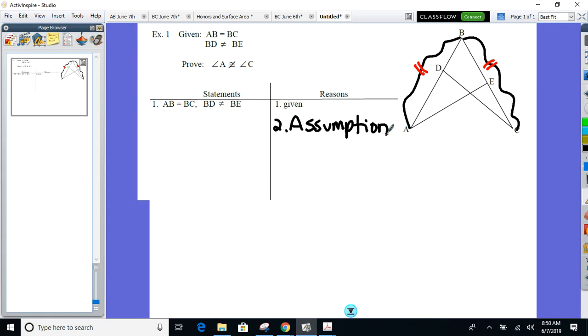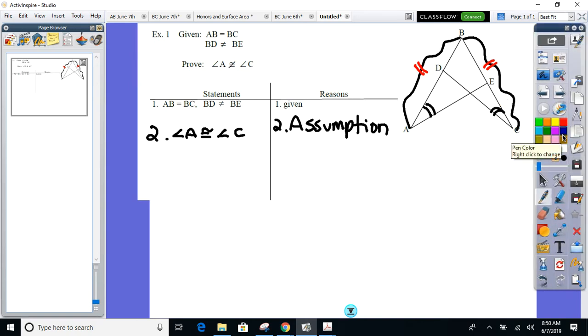What are we going to assume is true? Be careful here. The opposite of what? The proof statement. We are not doing the opposite of any of the givens. We are going to assume the opposite of the proof statement is true. So we're assuming angle A is congruent to angle C, which we can use just like a given. Angle A, we can mark it on our diagram, congruent to angle C.